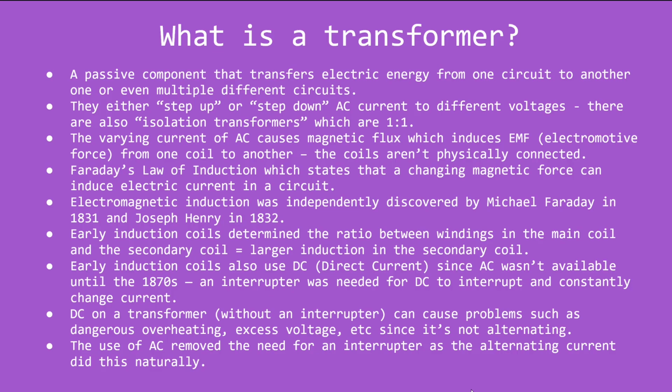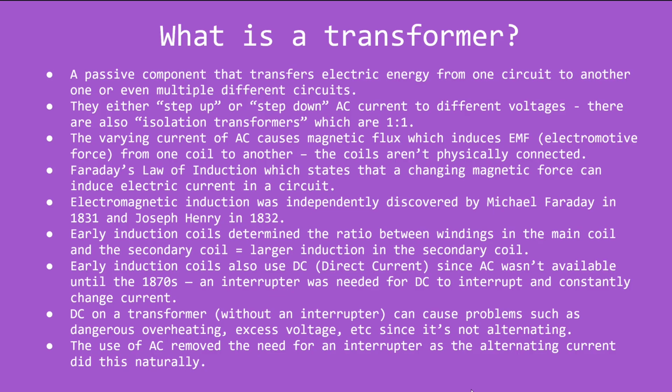The varying current of AC causes magnetic flux, which induces EMF, or electromotive force, from one coil to another, although the coils themselves aren't physically connected. This has to do with Faraday's law of induction, which states that a changing magnetic force can induce electric current in a circuit. Electromagnetic induction was independently discovered by both Faraday in 1831 and Henry in 1832. Early induction coils determined the ratio between windings in a main coil and a secondary coil, which caused a larger induction in the secondary coil.